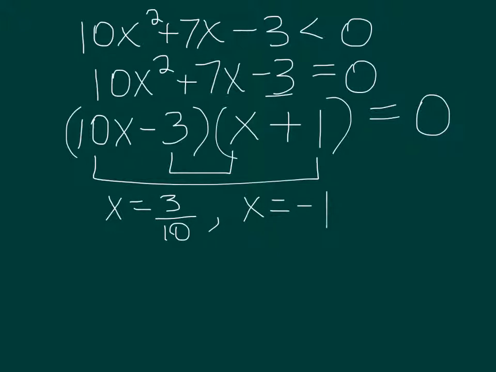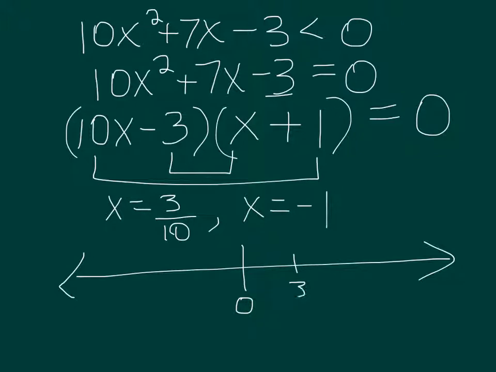And now I need to put those boundary points on my number line, 3/10 and -1. And I need to choose test points. I can choose a test point here, a test point here, and a test point here in each of the subintervals that are indicated by my boundary points. I'll plug the test points into the factored form right here and see if I get a positive answer or a negative answer. So let's do 0 first.